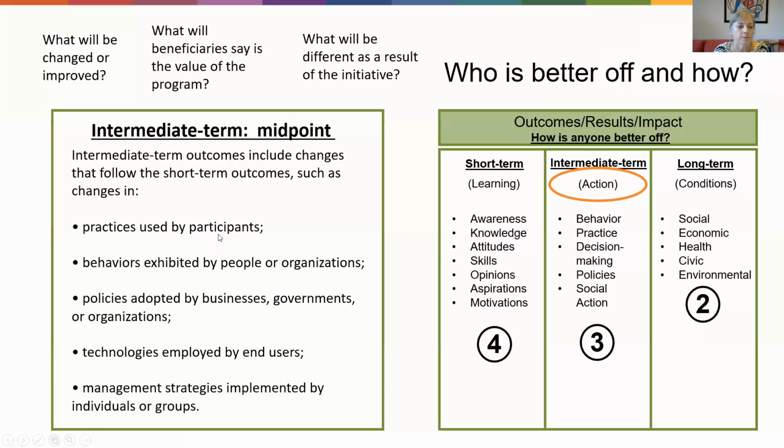Here again on the left are some prompting ideas. So intermediate term outcomes include changes that follow the short-term outcomes, such as changes in practices used by participants, behaviors exhibited by people or organizations, policies adopted by business, governments, and organizations, technologies employed by end users, management strategies implemented by individuals or groups. So just some ideas of things to think about: what actions are going to change because of your initiative.